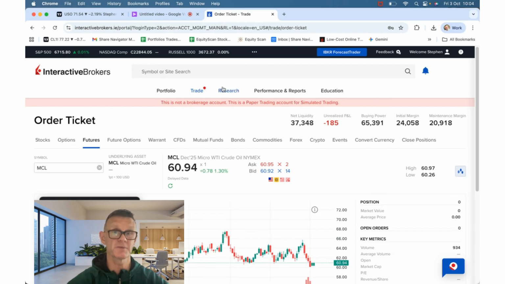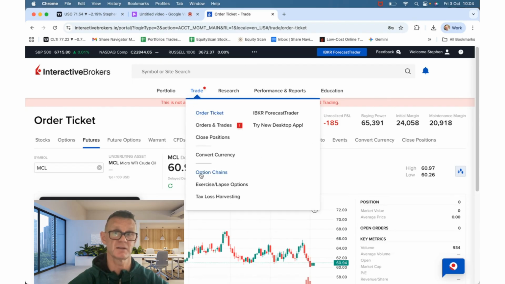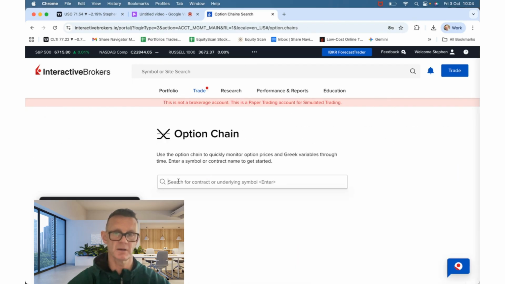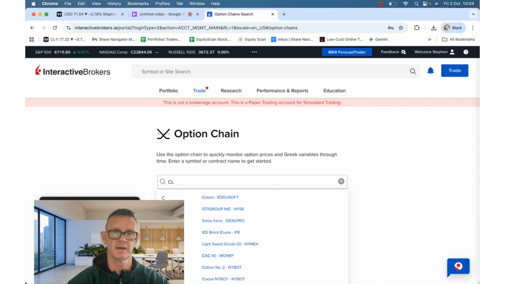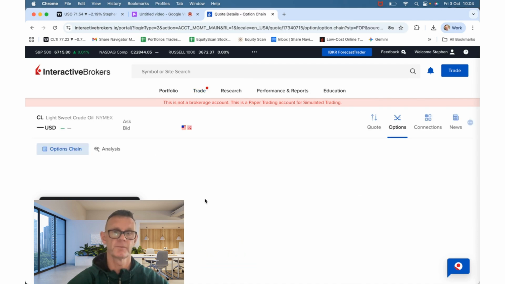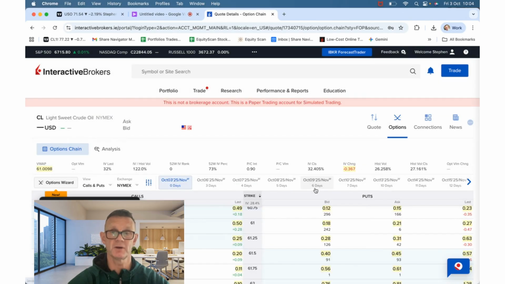You can also use options here to go and trade these contracts. So let me show you here. If we typed in crude oil here, and we looked at the options on crude oil, I just want to explain the expiries first of all.